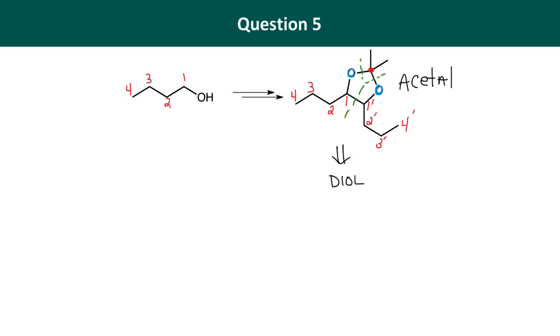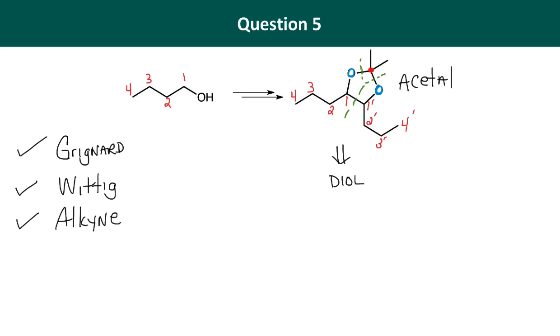Okay, and what are my carbon bond forming reactions again? I have to run through them, and then see which makes sense. So again, I can form carbon-carbon bonds through Grignard additions. I can form carbon-carbon double bonds through the Wittig reaction. And as we've seen before, through alkyne alkylation. But that doesn't seem like that's going to work in this case.